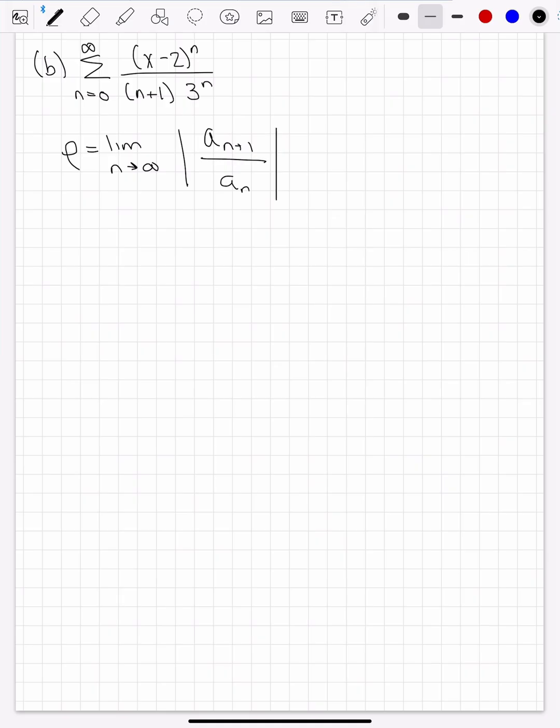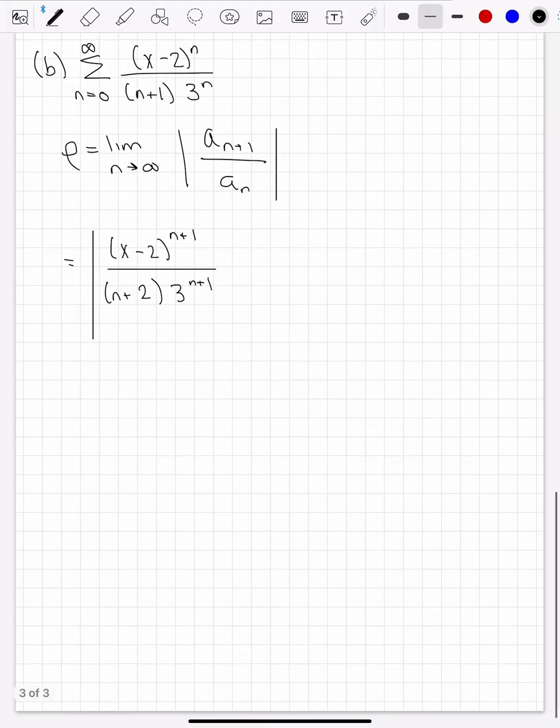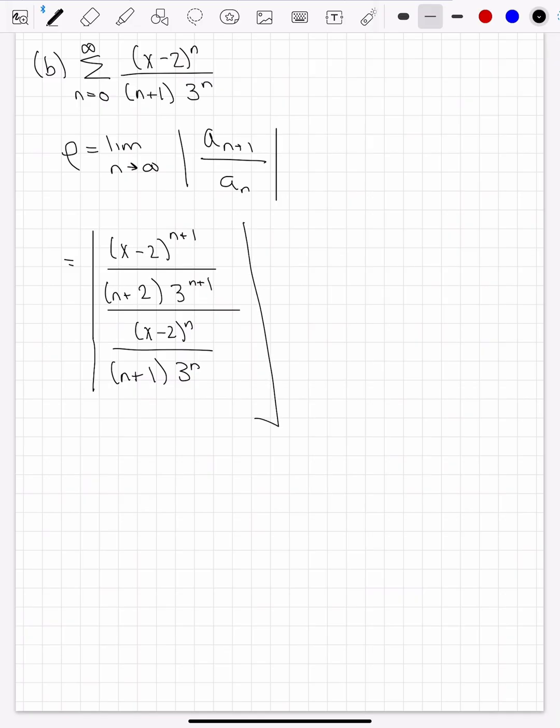And so right here, we know that to get a sub n plus 1, all we have to do is replace n with n plus 1. So I'm going to do that everywhere. So n plus 1 plus 1 is going to be n plus 2. Then 3 to the n plus 1. And in the denominator, we have the original a sub n, n plus 1 times 3 to the n. Oops, I dropped my limit sign.